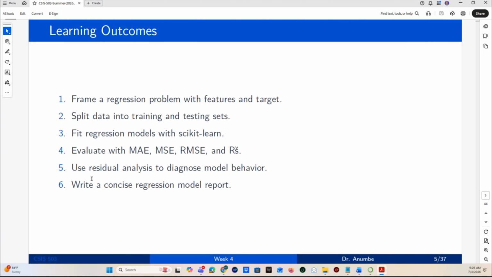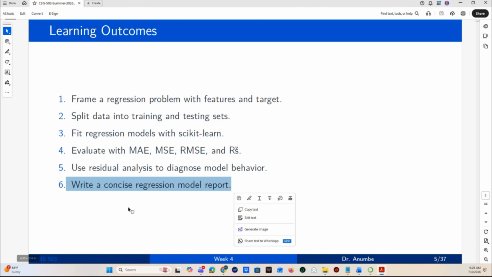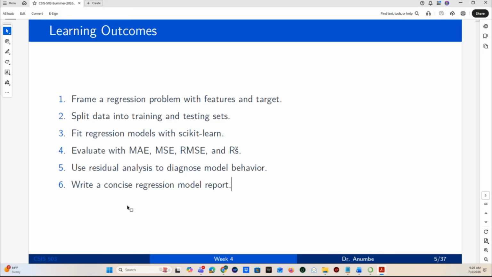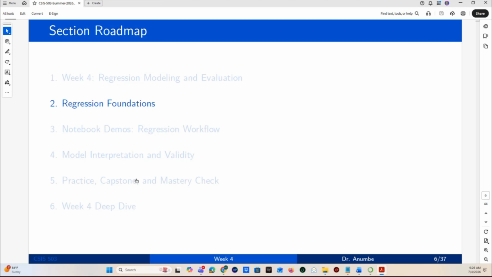So, and then we will use a residual analysis to diagnose model behavior. And then the final outcome will be to write a concise regression model report. Last week we did do a report for an EDA report. So the idea was to give you a framework for doing an EDA report.